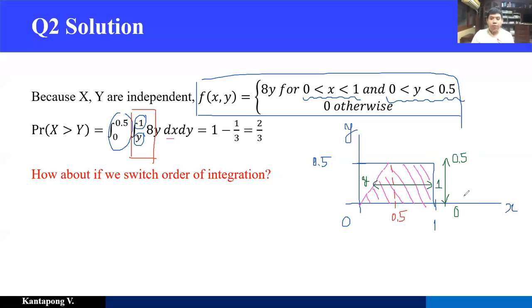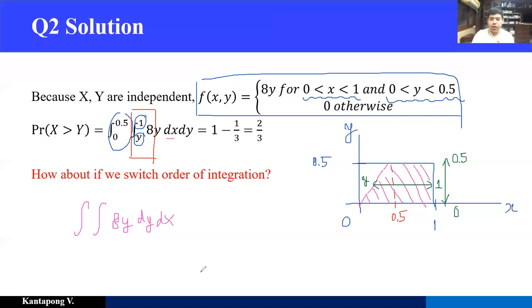However, if we switch the order of integration, what happens? Say you want to integrate dy first. Can we do that? Yes, but it's a little bit trickier. So the question is that we have the integration like this, dy dx. What should be the boundary, looking at this picture? Because this one is the same, dy by dx. What order should we find?